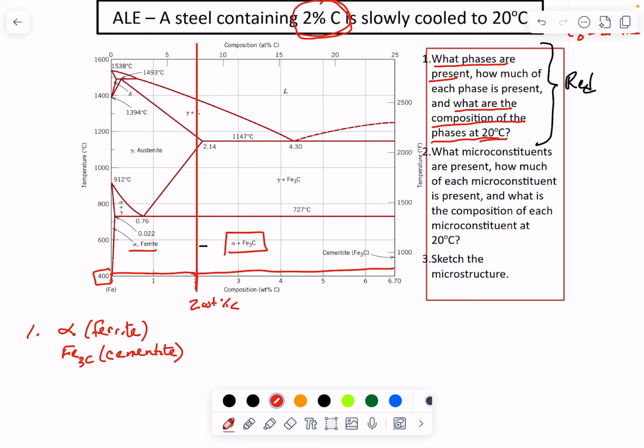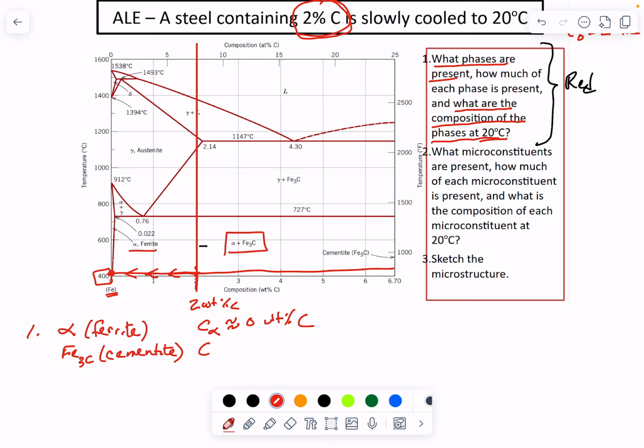To find the composition of the alpha, from our composition of 2, we're going to read left, left, left until we hit a line. You can see this line is almost pure iron, or 0 weight% carbon. So we can say the composition of alpha is approximately 0 weight% carbon. It's not exactly 0, it's probably 0.01 or 0.001, I don't know, but it's a very low number.